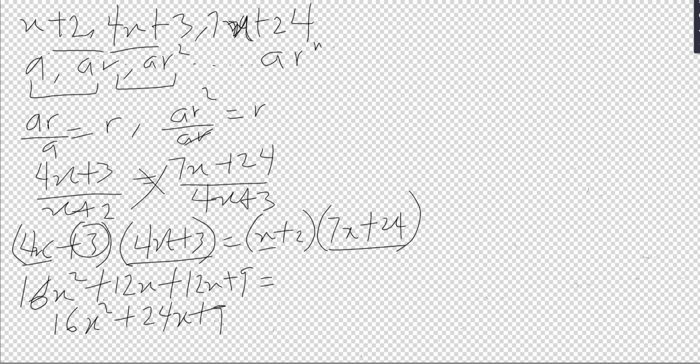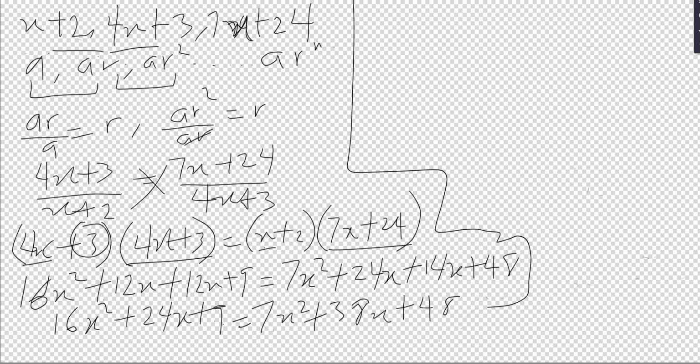So for this side we say x multiply all of this. So we have 7x squared, x multiply 24, that's 24x, then 2 multiply 7x, that's 14x, then 2 multiplied by 24, that's 48. So in this case now we have 7x squared, and we are adding 24 and 14, which is going to give us 38x. Then here we have our 48.